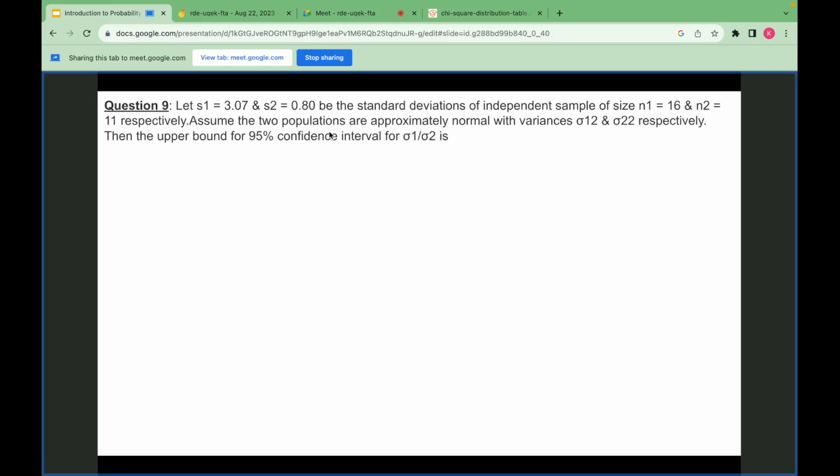Let S1 and S2 be the standard deviations of independent samples of size N1 and N2. Assume the two populations are approximately normal with variances sigma 1 square and sigma 2 square respectively. Then what will be the upper bound for the 95% confidence interval for sigma 1 by sigma 2? So in this question we are asked about the upper bound.